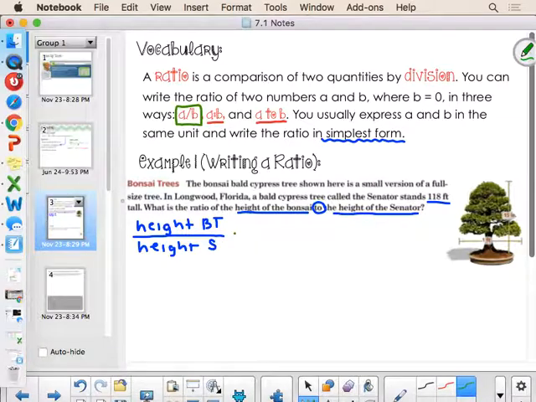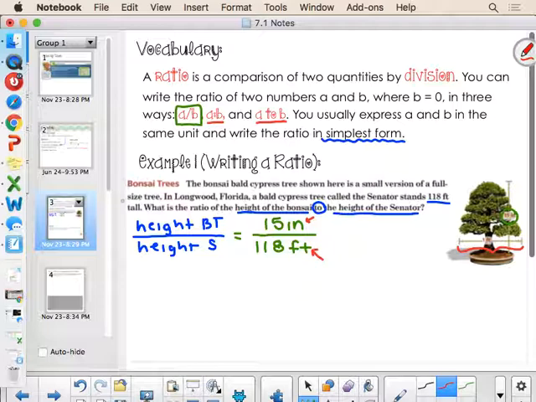In my diagram, I am shown the height is 15 inches. Please notice that they tried to give you some extraneous information to throw you off: 1 foot. 1 foot is not the height. So we have a height of the bonsai tree of 15 inches divided by the height of the Senator, which is 118 feet. Now we have an issue. Our issue is the fact that we have inches and we have feet. We need to convert these such that they are in the exact same unit.